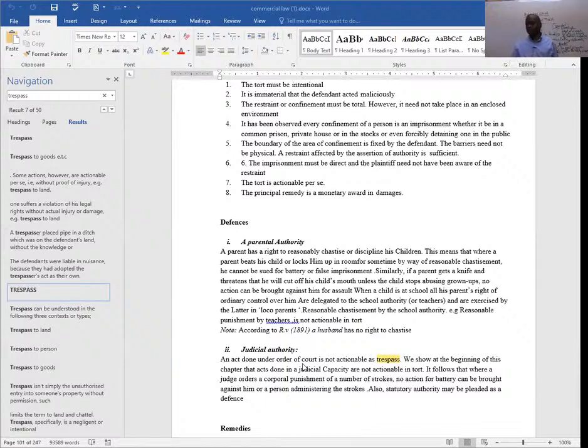Judicial authority. Maybe there could be a court order that no one should step out of his house or compound due to certain investigations being carried out by the court. In such a case, the judicial authority can be argued as the basis of the confinement, so it is not false imprisonment.